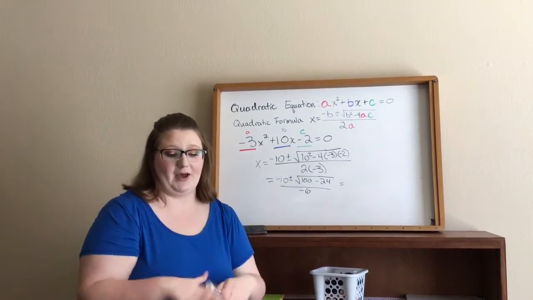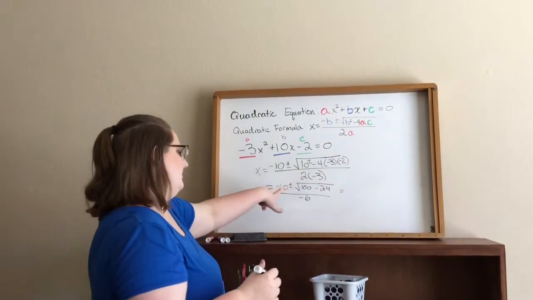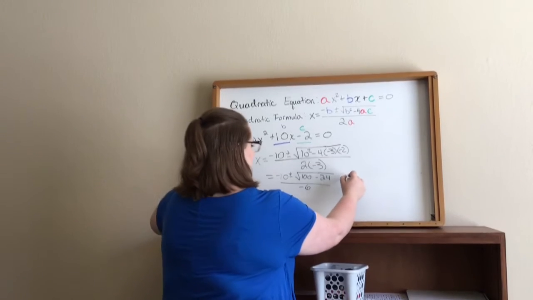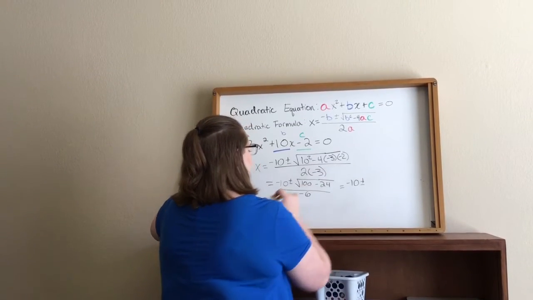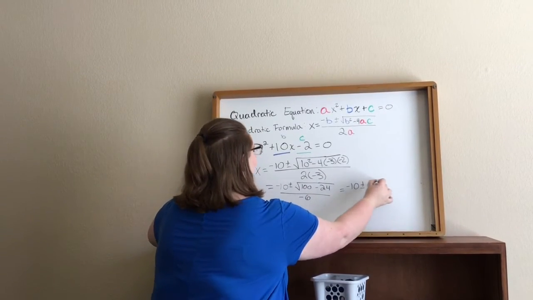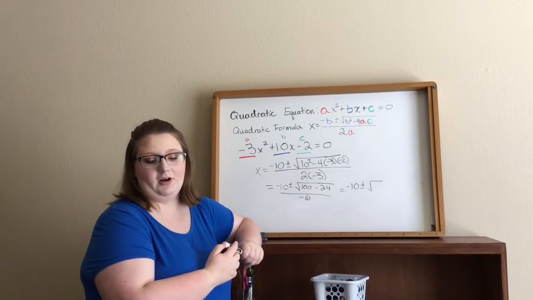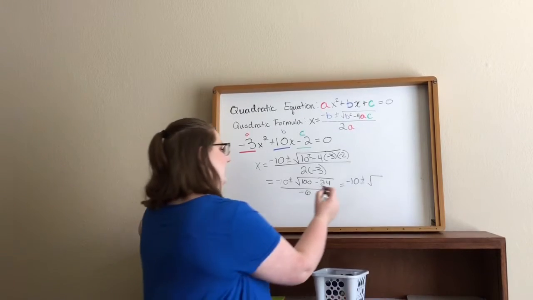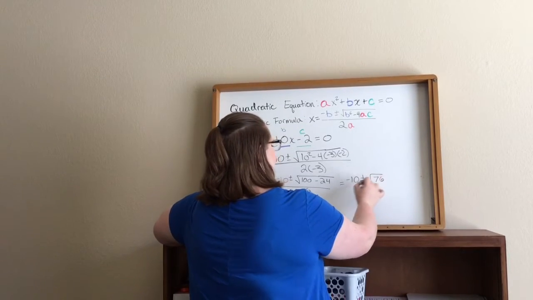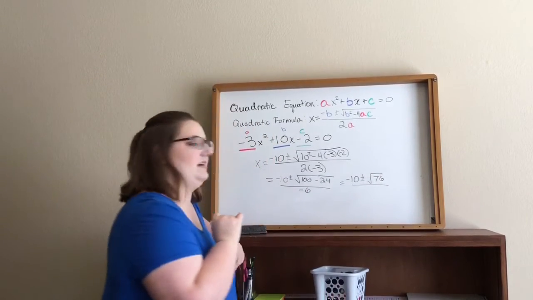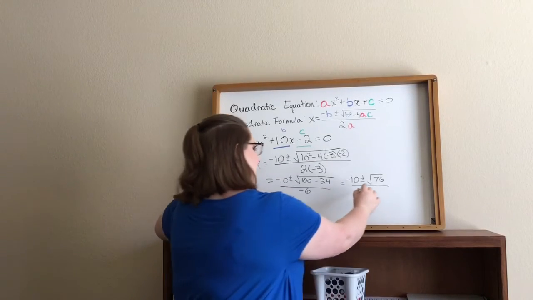And then we're going to go through now and simplify again. So we still can't do anything with negative 10. So negative 10 plus or minus the square root of, and then 100 minus 24 is going to give us 76. So we can simplify what's in our square root. And then it's still all over negative 6.